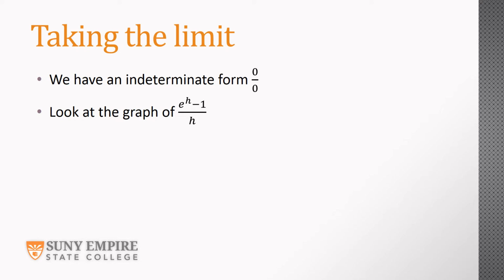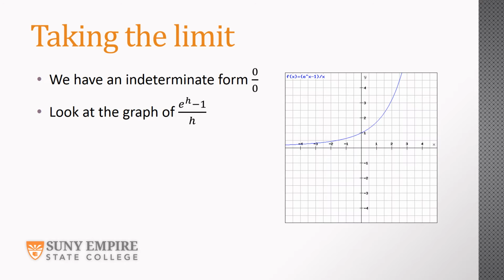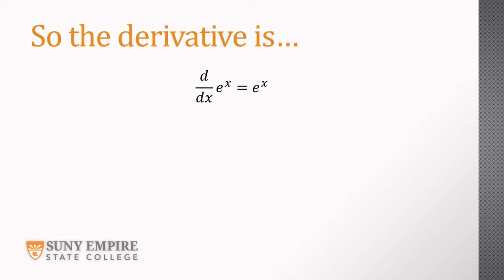But let's take a look at the graph for the function y equals the quantity e to the x minus 1, divided by x. This function clearly approaches 1 as we approach x equal to 0, both from the left and the right. So the limit as h approaches 0 of the quantity e to the h minus 1, divided by h, is 1. So the derivative of e raised to the x is e raised to the x.